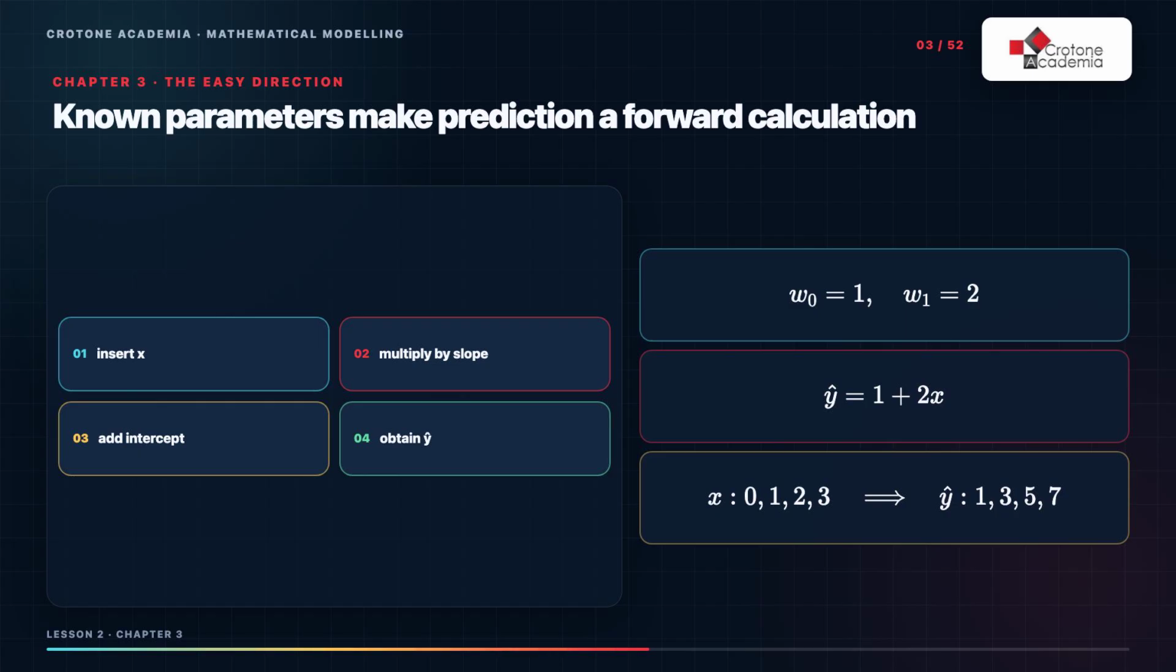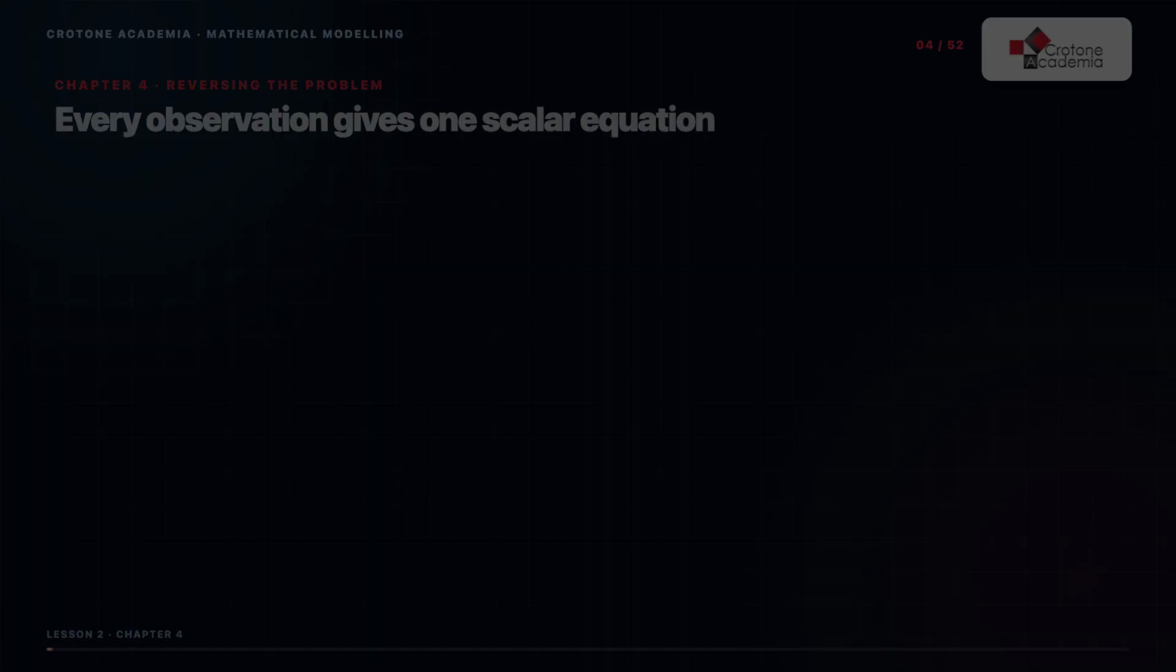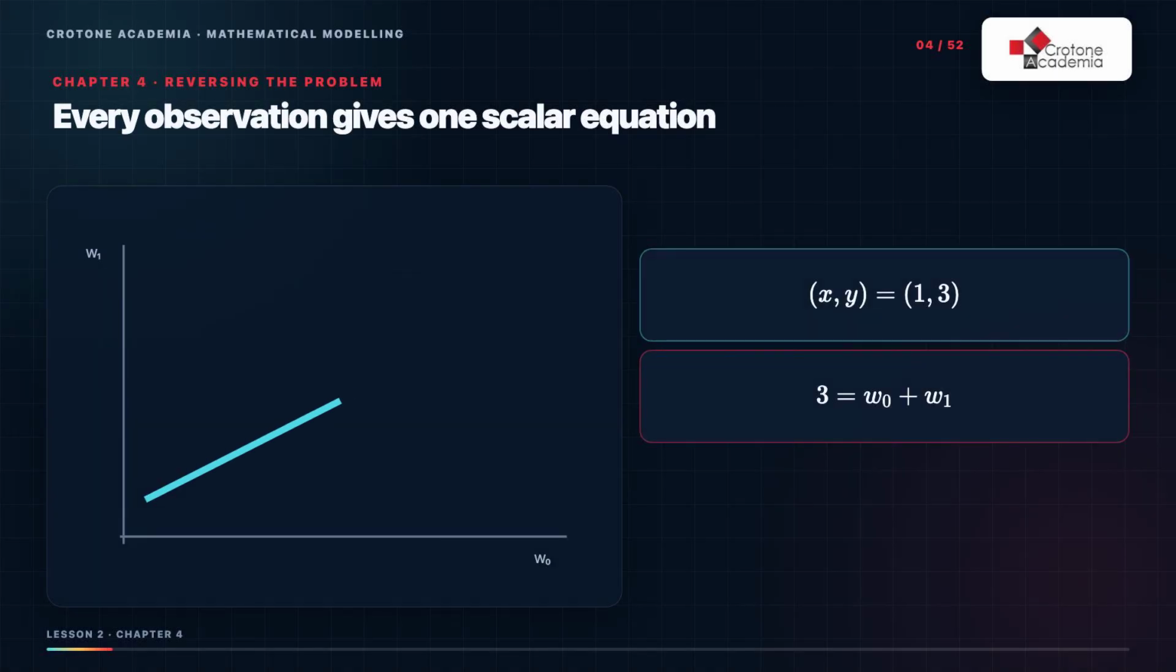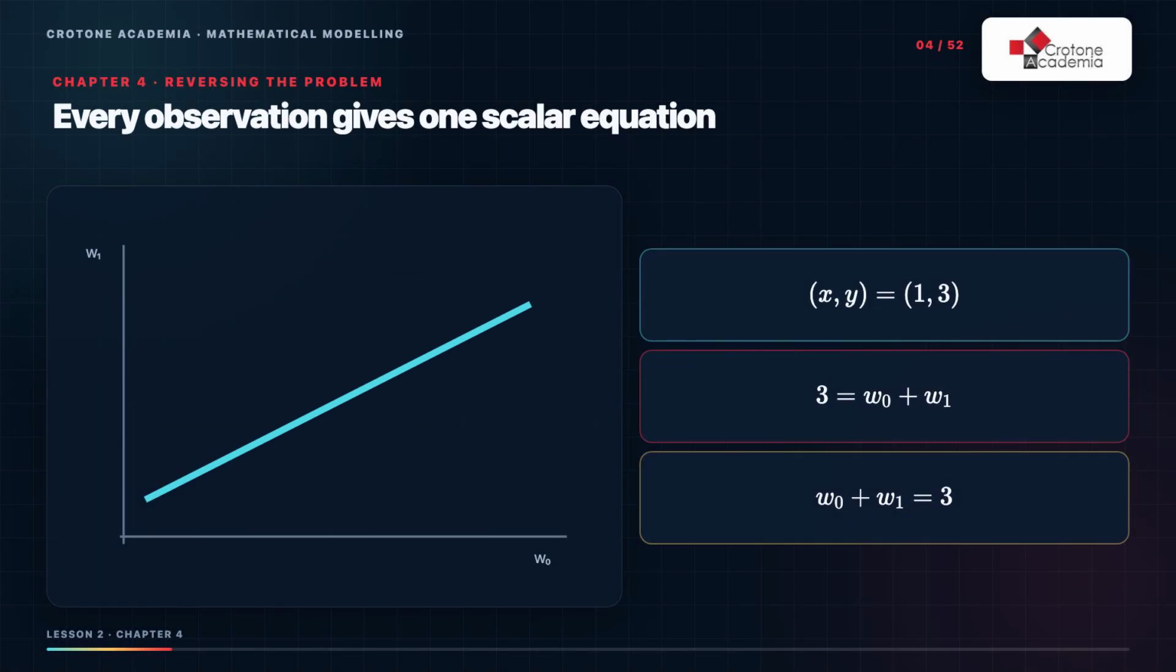Each input travels through the same rule. When the parameter values are known, prediction is routine. Insert the input, evaluate the weighted terms, and obtain the output. Modeling reverses this direction. The inputs and observed outputs are supplied, while weights are unknown. Suppose we observe the point 1, 3 and choose a straight line model. Requiring an exact match gives 3 equals w0 plus w1. This is one scalar equation involving two unknown parameters. Can it determine a unique line?